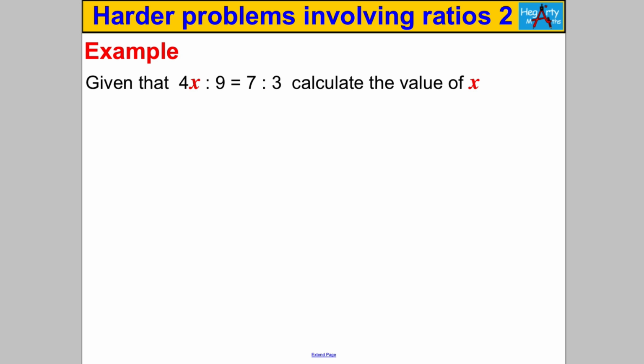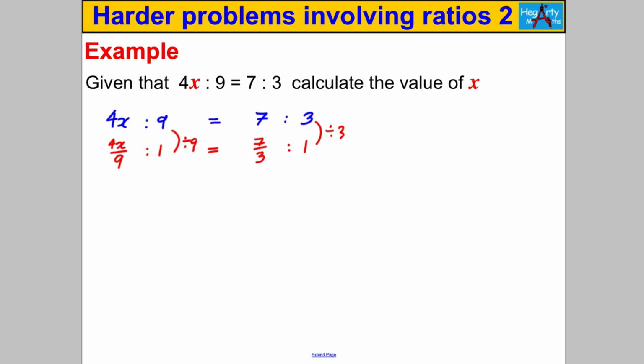Here's a question. Pause the video, have a go, have a think. So it's telling us that we've got the ratio 4x to 9, and that's the same as 7 to 3. Now one thing we could do, and this is a foolproof method, is always make one of the numbers 1. These ratios are both the same, so we make the second number in both cases 1 by dividing by 3 and dividing this side by 9. Obviously we'd have to do that to the other side as well, so we'd get 7/3 here and we'd get 4x over 9 here.